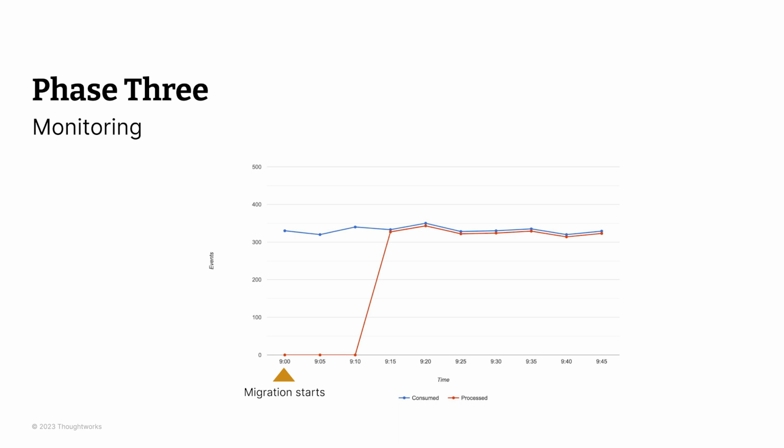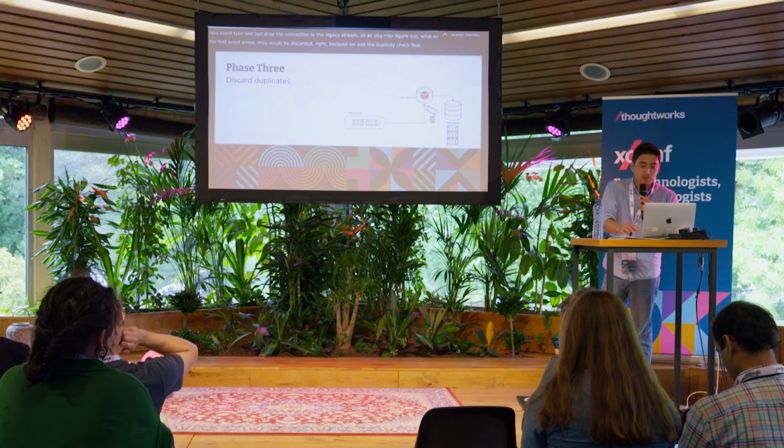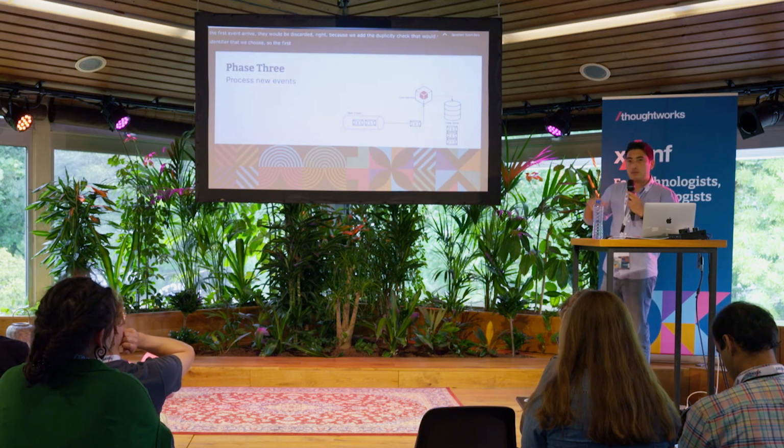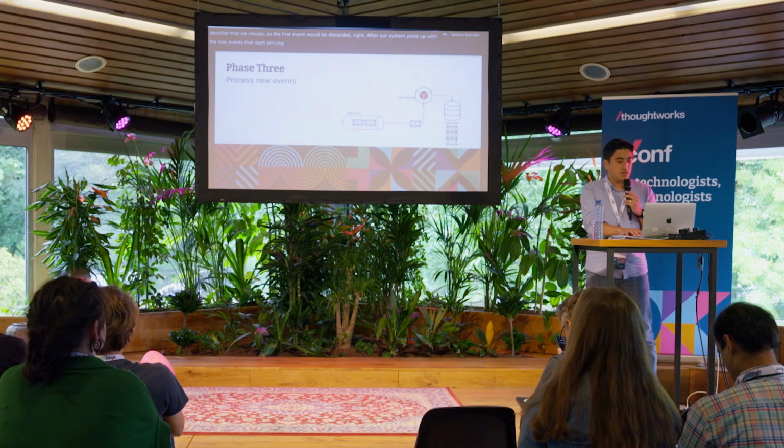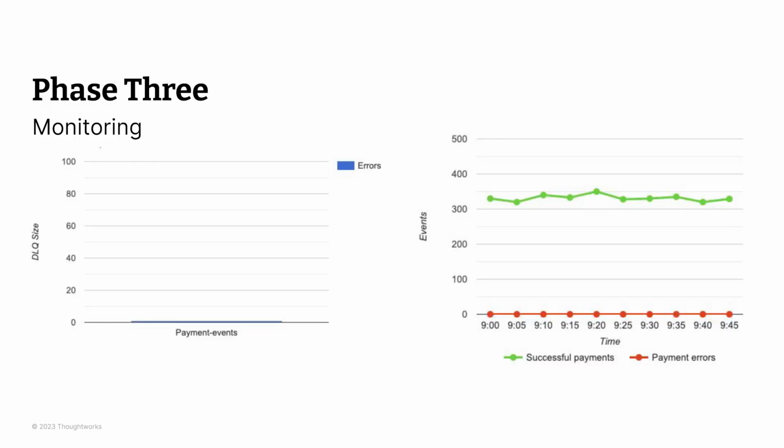Then we were able to actually enable the consumption from the new event type and just drop the connection to the legacy stream. So as you may figure out, what would happen when the first events arrive, they would be discarded, right? Because we added this duplicity check that would validate this logical identifier that we chose. So the first events would be discarded, right? But after our system picks up with the queue of events, the new events that start arriving would be consumed and stored from the new event type. So at this point, it's time to move to the monitoring part.